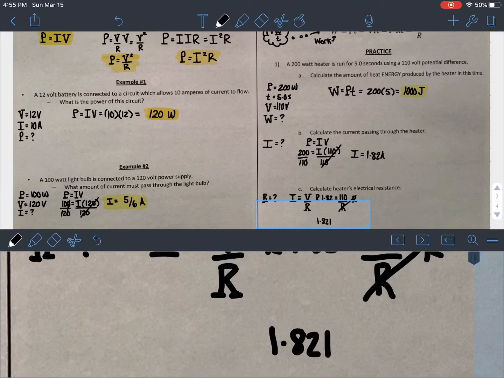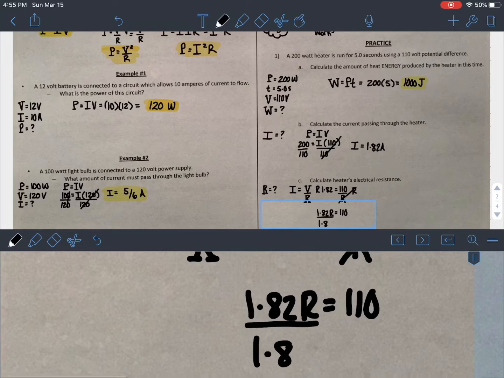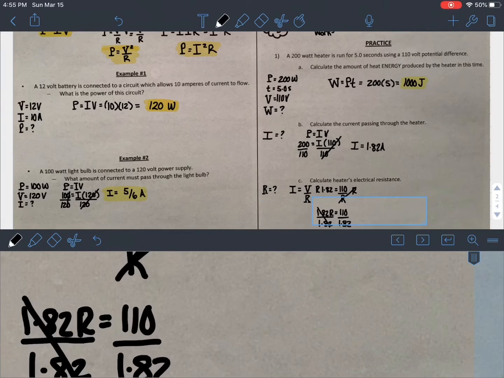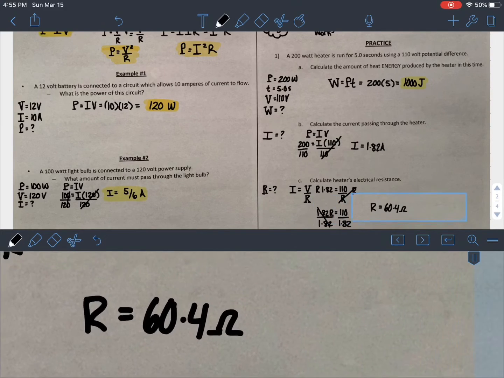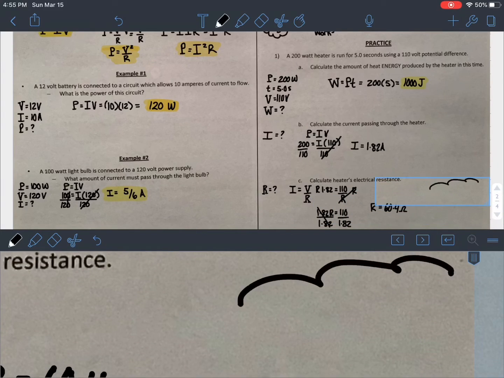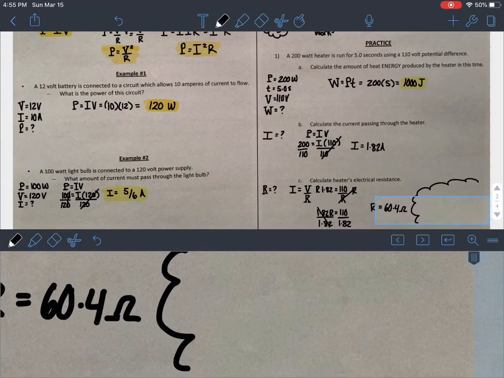I'm going to first move R to the numerator by using the multiplicative inverse, and then I'm going to divide both sides by 1.82. I know that there are a few different ways to do it. I'm doing it this way because it seems to help some of my students. You're going to get a resistance of 60.4 ohms.